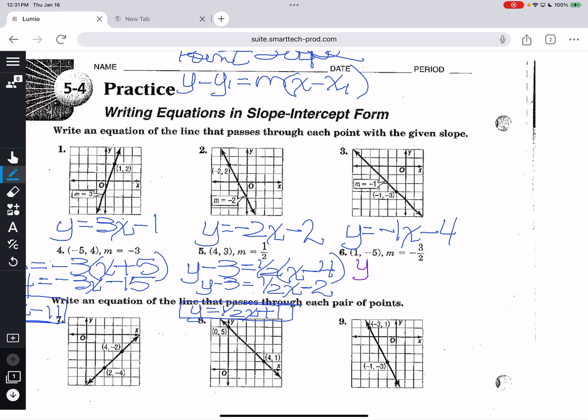All right, this is the setup. What'd you get? y plus 5 equals -3/2, and in parentheses x plus 1. Almost. It's -3/2 (x minus 1). The y plus 5 is right because it's a negative 5. Perfect. But it's a positive 1, Preston, so you're going to subtract 1 for the x.